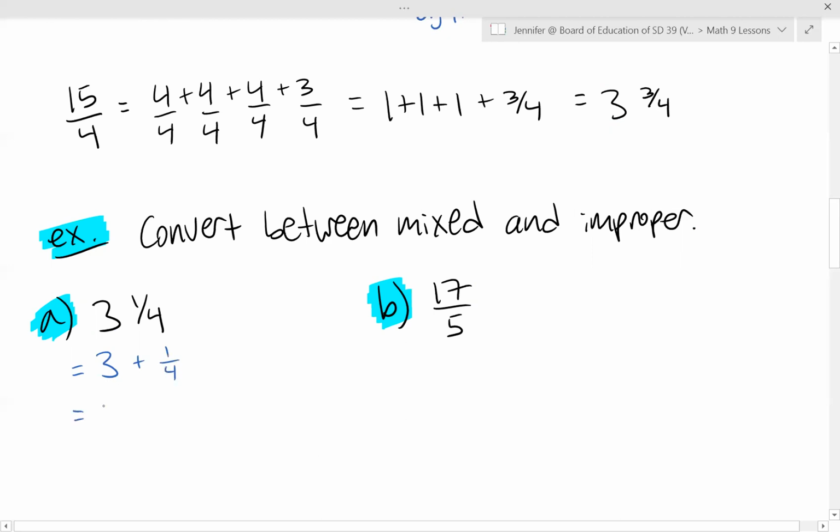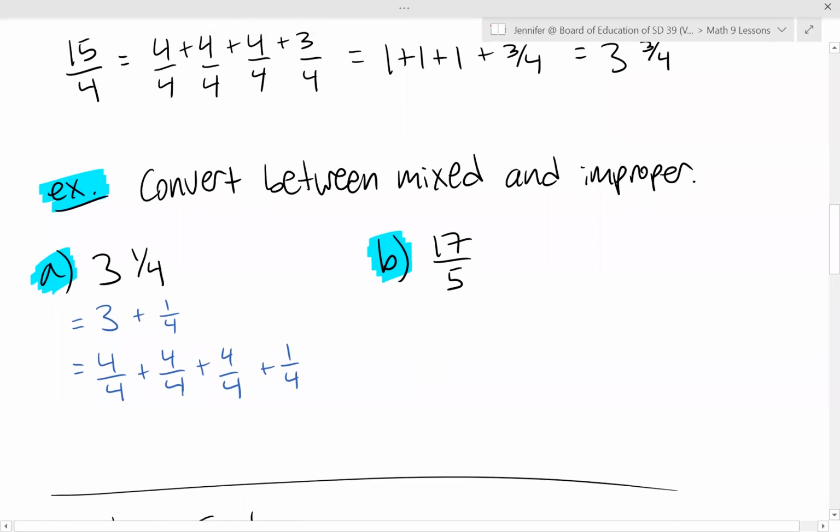So if we have 3 plus this 1/4, 3 is really the same. If we wanted to have a denominator of 4, this is going to be the same as 4 over 4 plus 4 over 4 plus 4 over 4. And we still have that original 1 over 4. Because this is just the same thing as 1 plus 1 plus 1, which of course would give us 3. And now we just add these fractions like normal. Since they all have a common denominator of 4, that's going to be the denominator. We add the numerators. 4 plus 4 plus 4 gives us 12, plus 1 gives us 13. So that's the improper version of this.